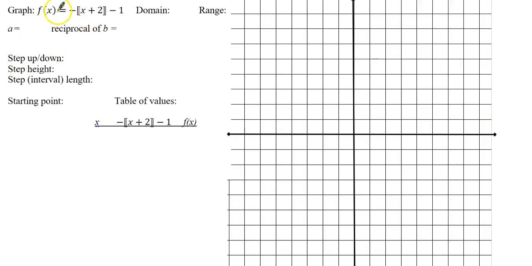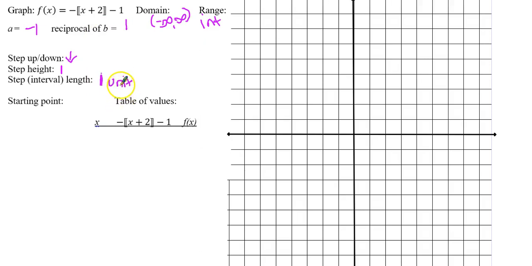Okay, so here we have a function f of x equal to the negative greatest integer of x plus 2, minus 1. Domain and range remain the same as always, where a is -1. The reciprocal of b, which is right here, is 1/1. This is going to step down, according to our a, at a unit of 1. Our interval length, based on our b, is 1 unit.